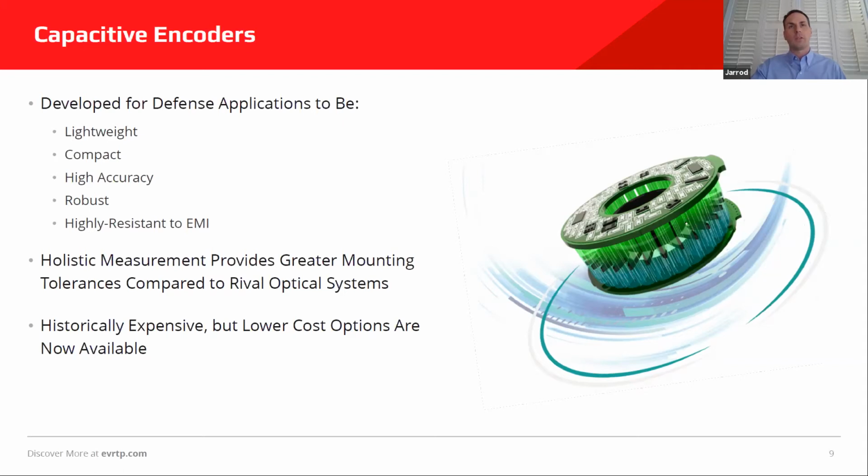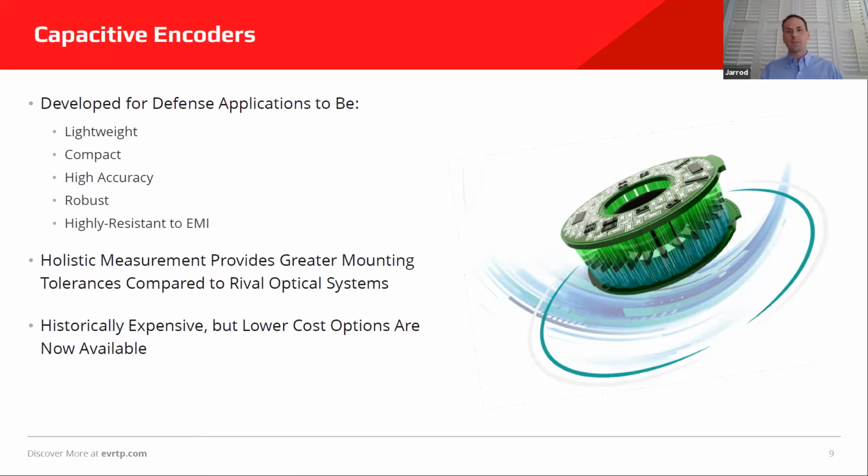What's cool here is if you look at this image, you can see these green and blue lines that represent the electric field between a transmitter and a receiver. And what this does is it creates a holistic measurement. So compared to the optical encoder, where we are looking at one spot on a code disk, the capacitive encoder is making a measurement based on the entire surface area. As a result, there's much more tolerance for mounting errors, issues due to being either eccentric or tilted, in a capacitive encoder.